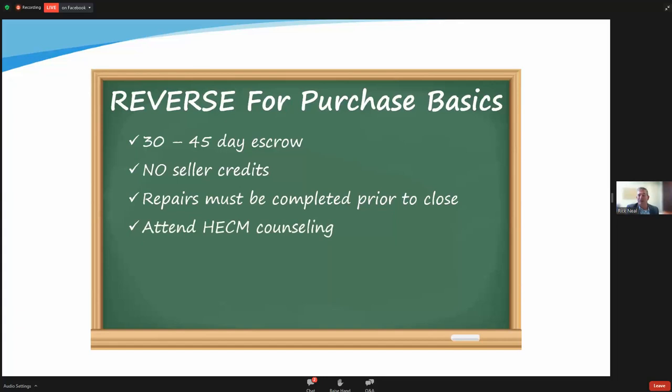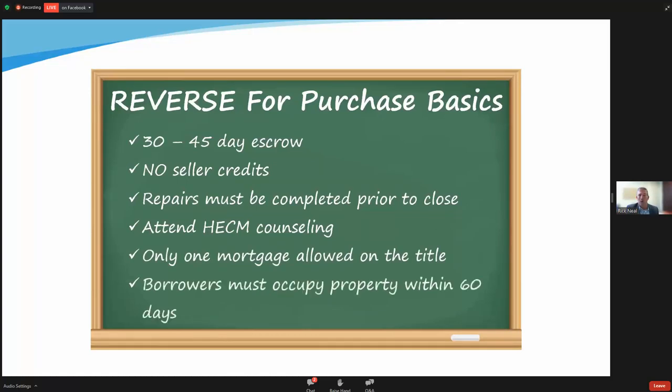Now, please note, in California, we have a 7-day cooling off period between counseling and being able to take an application. So my number one recommendation, if your buyer is considering a reverse for purchase, is to get them into counseling prior to considering a sales contract on a new home. Okay, next, only one mortgage is allowed on the title. And finally, borrowers must occupy the property within 60 days.